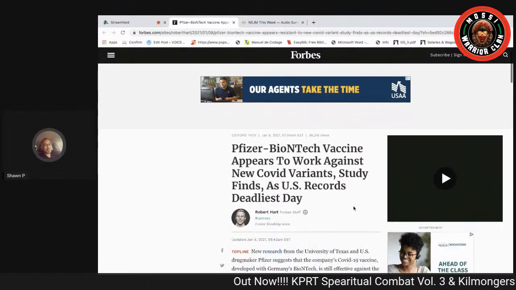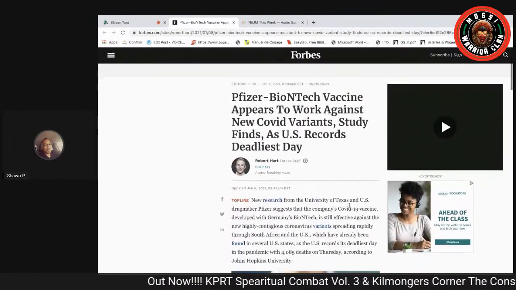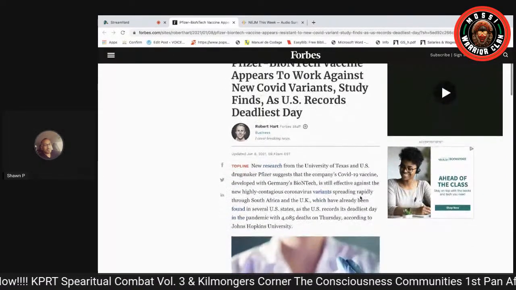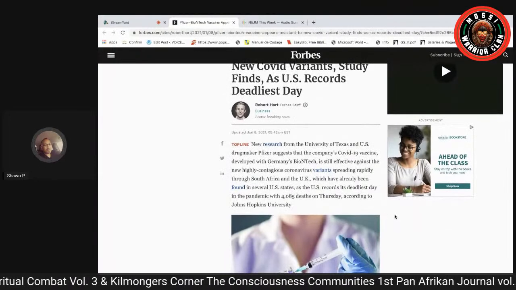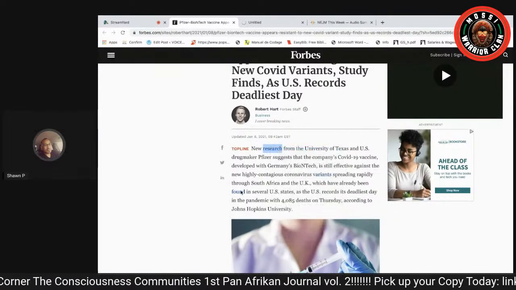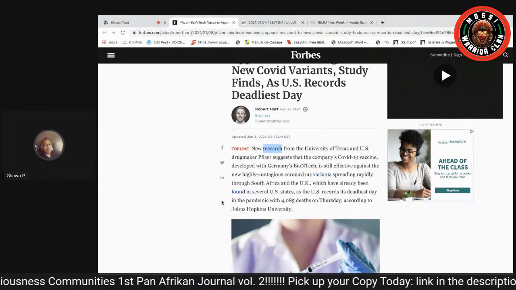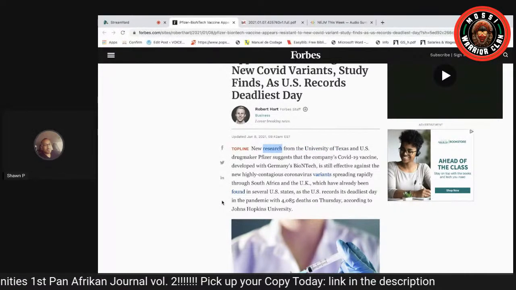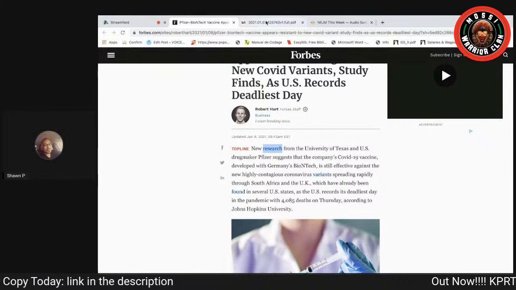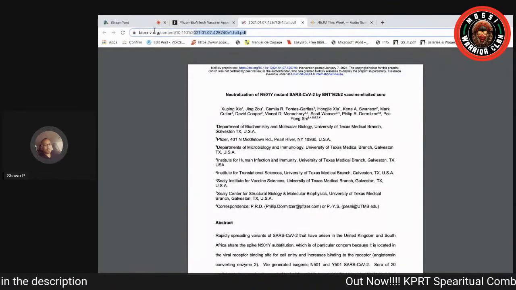So the Pfizer and BioNTech vaccine appears to work against the new COVID variants, a study finds. All right, so new research from the University of Texas and U.S. drug maker Pfizer suggests that the company's COVID-19 vaccine, developed with Germany's BioNTech, is still effective against the new highly contagious variant. All right, so here's the actual article for it.